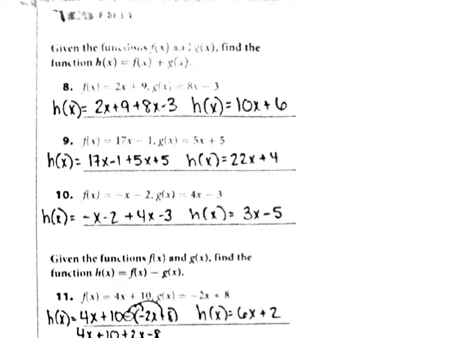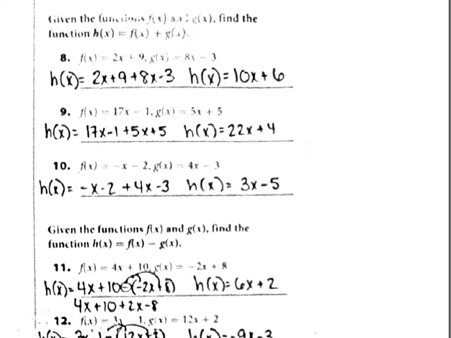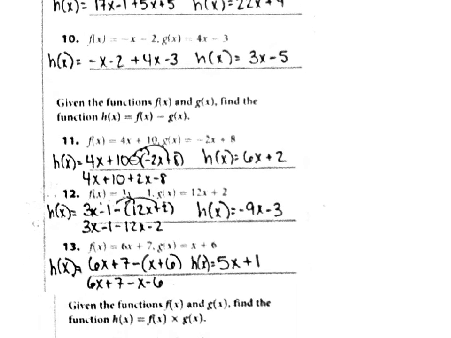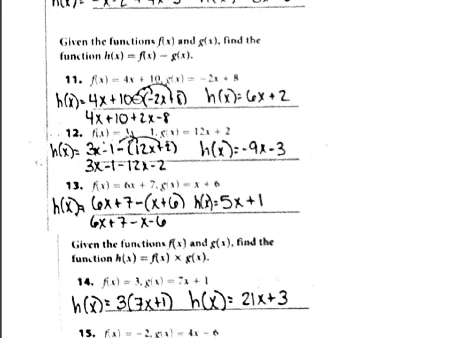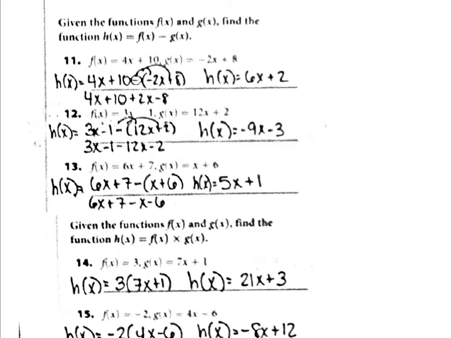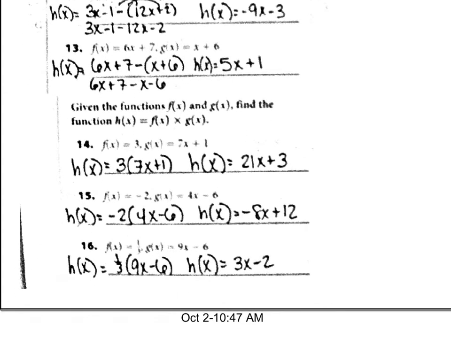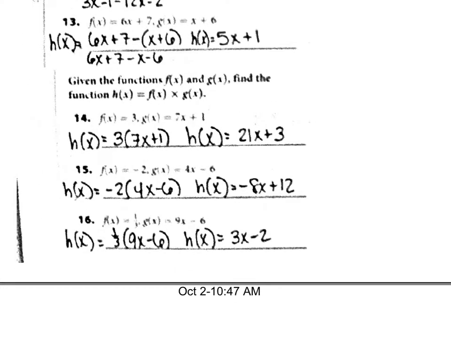Again, moving up. 11, 12, and 13, you are subtracting. Subtracting can be the harder one of the two. Make sure you're distributing the negative for all of them. And then 14, 15, and 16, you are multiplying. On number 16, you're multiplying by a third. The nice thing is they gave you numbers that were actually divisible by 3. So a third of 9x is 3x, and a third of 6 is the minus 2.